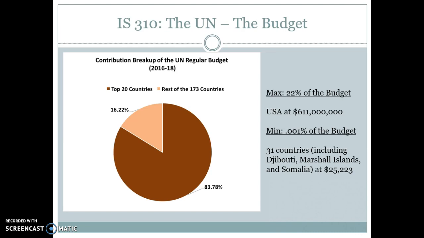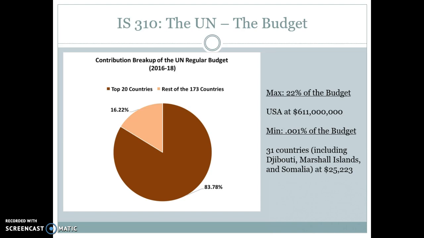There's some other budgetary things that happen. There's a peacekeeping budget that's separate. There's food levies and emergency response programs that are separate. We pay 22%, which is about $611 million. The top 20 countries in the world, the G20, which we'll look at in a few minutes, pay overall 84% of the UN budget, which leaves 16% for the other 173 countries.